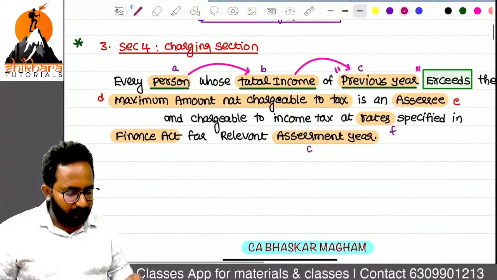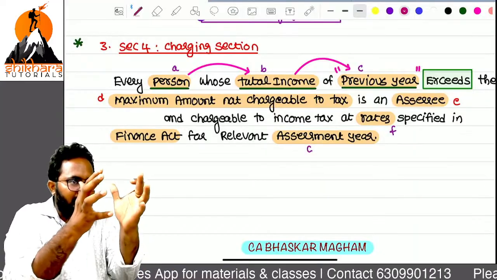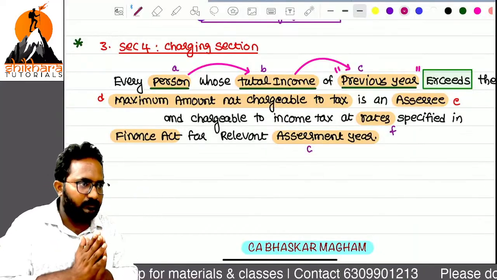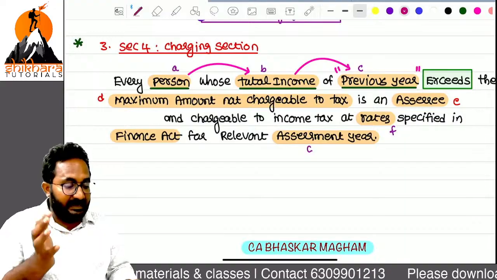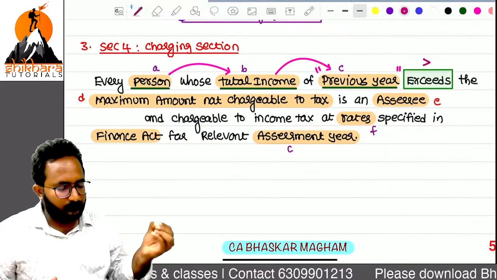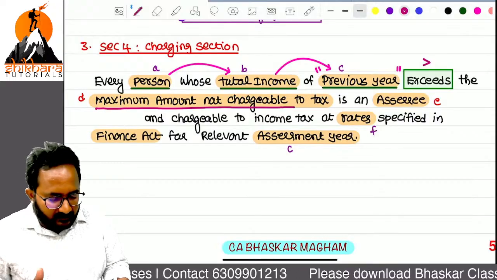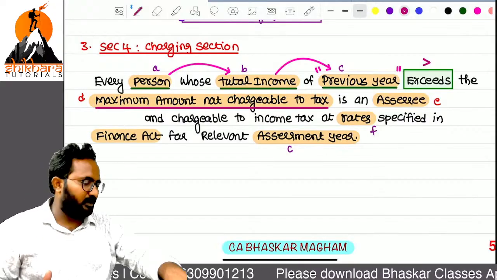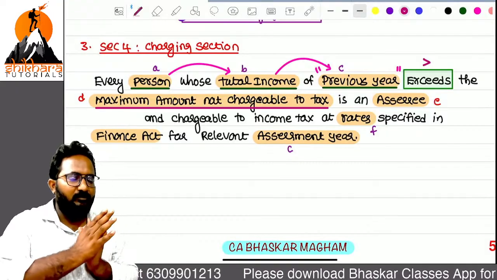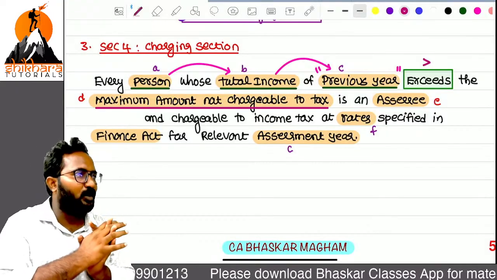Every person whose total income of a particular previous year, please check, exceeds the maximum amount not chargeable to tax. Okay. What do you mean by the maximum amount not chargeable to tax?